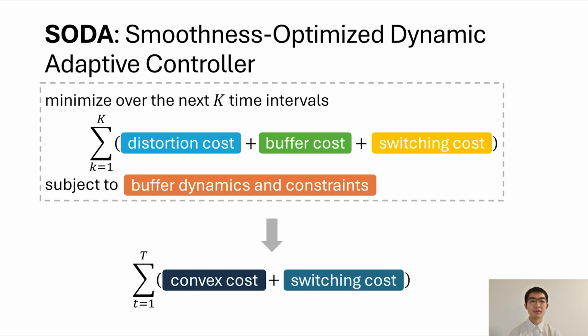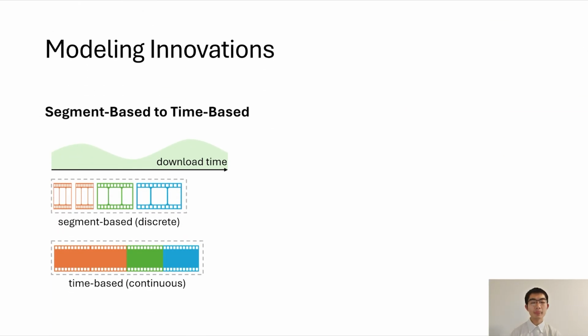But just taking the traditional formulation of ABR will not work here. I will not bore you with all the mathematical details here, but I do want you to take away two key modeling innovations we have. The first one is we pivot from the traditional segment-based view to a time-based view of adaptive bitrate streaming. Traditionally, people formulate the problem of adaptive bitrate streaming in terms of a discrete segment-by-segment based process. That is a natural formulation given the segment-by-segment download nature of DASH playback.